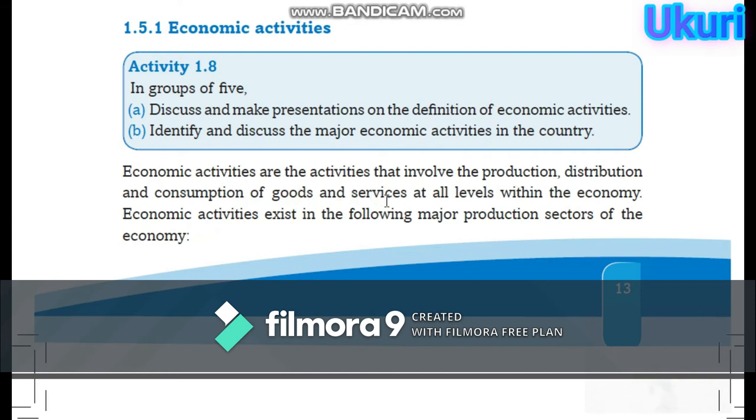But remember that every good has a price, an economic price. Yeah, at all levels within the economy. So economic activities exist in the following major production sectors of the economy.